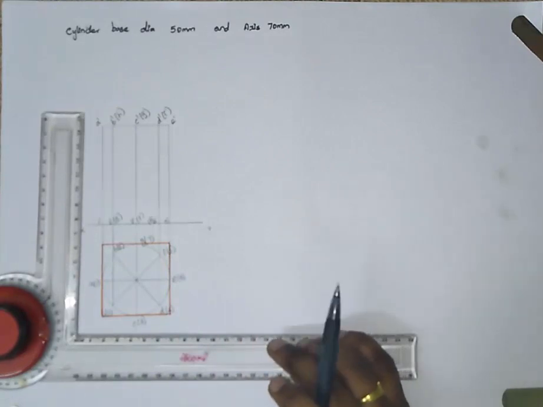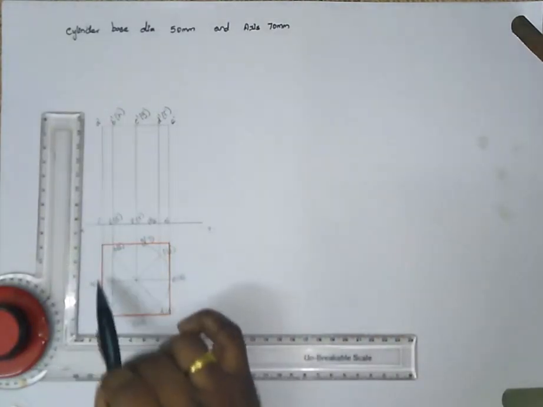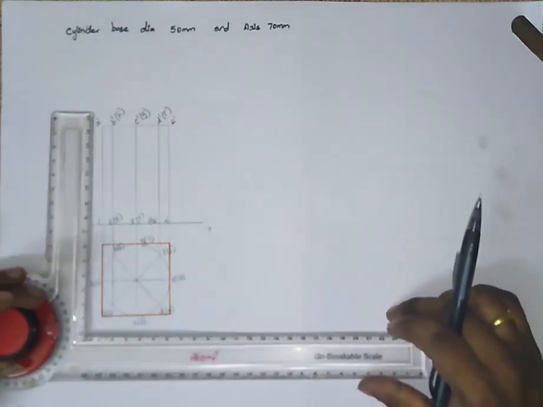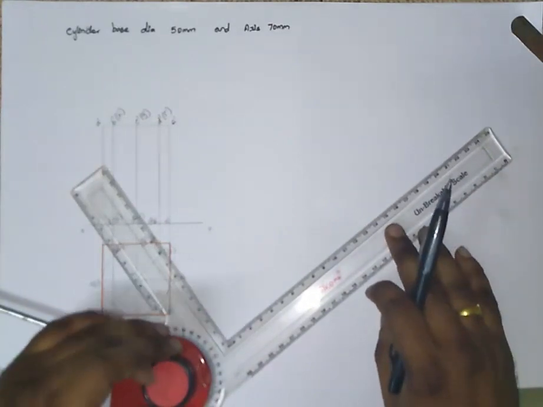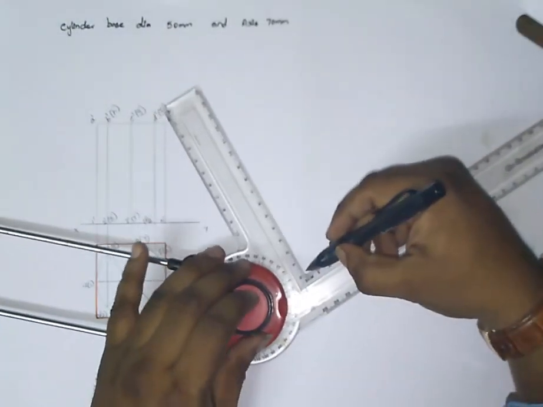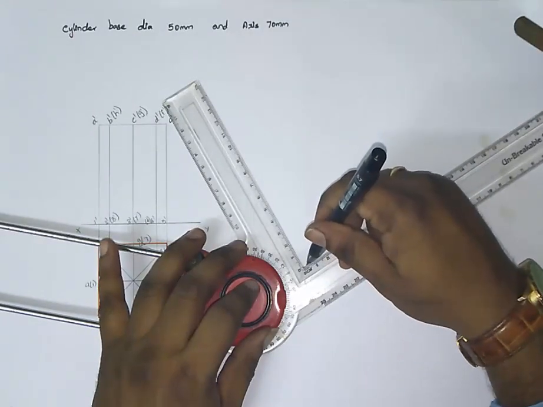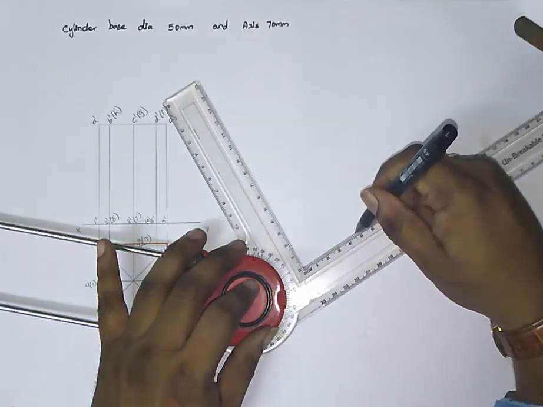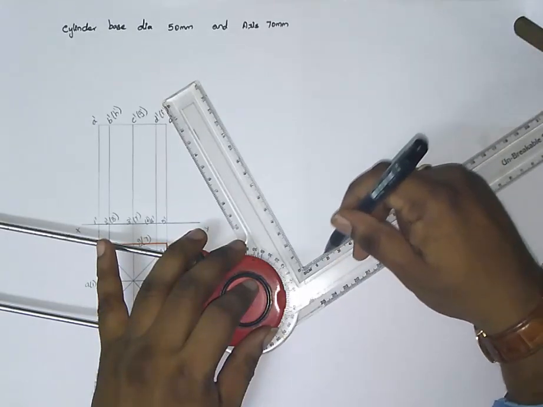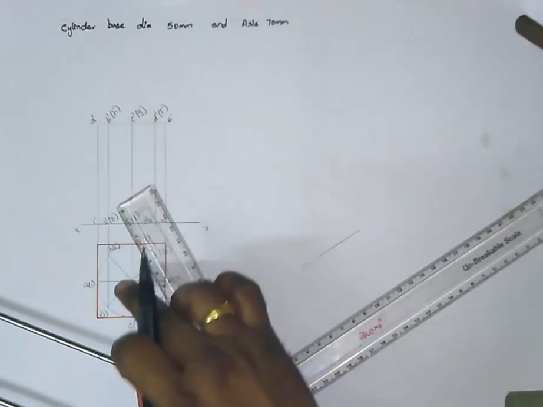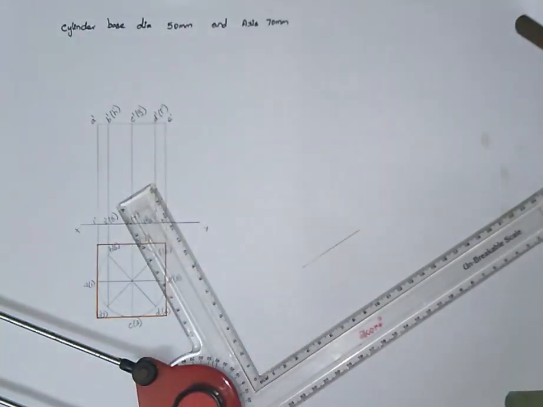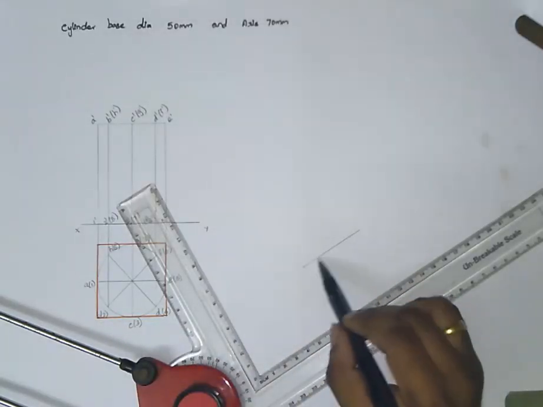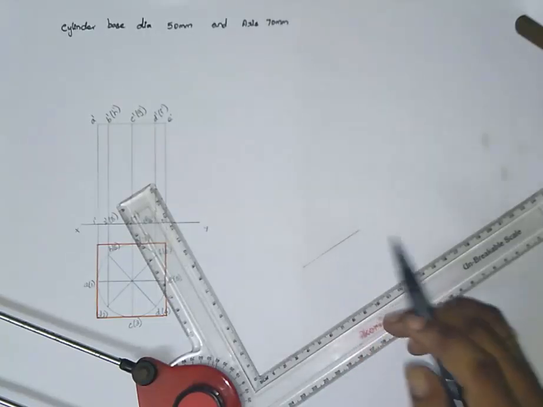Okay, now first thing, to draw the isometric view you have to transfer this square into the isometric projection. So for that, rotate your drafter to 30 degrees in the clockwise direction and draw a line from here like this for a 50 mm length. Since the size of the square exactly matches the cylinder base diameter, the side of the square will be 50 mm like this.